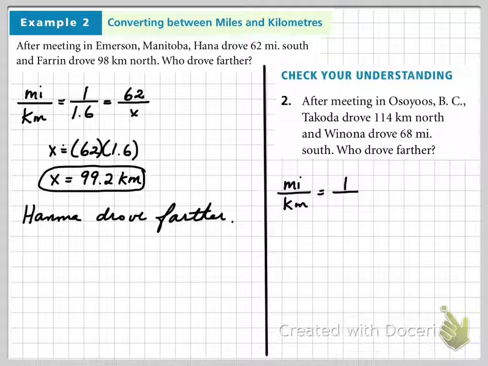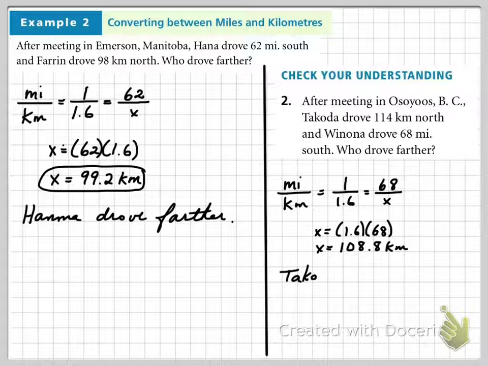Over on the other side, after meeting in Osoyoos, BC, Dakota drove 114 kilometers north and Winona drove 68 miles south. Who drove farther? Again, our ratio is 1 to 1.6, and that's equal to 68 miles is x kilometers. Cross multiply, x is equal to 1.6 times 68, which is 108.8. So that tells us that Dakota, who drove 114 kilometers, drove further.